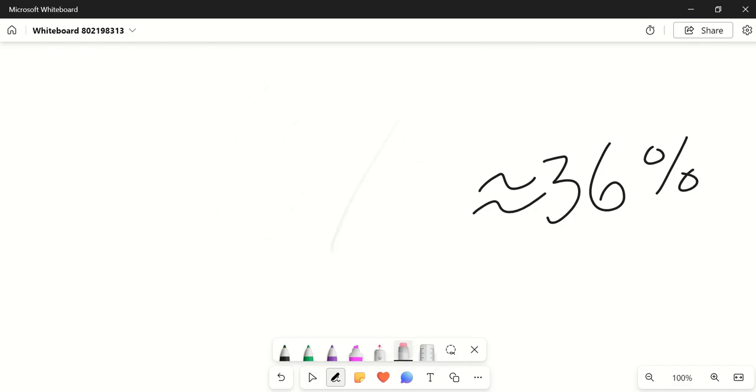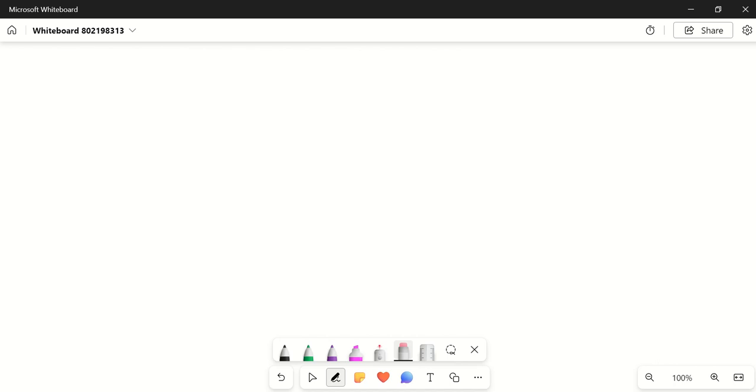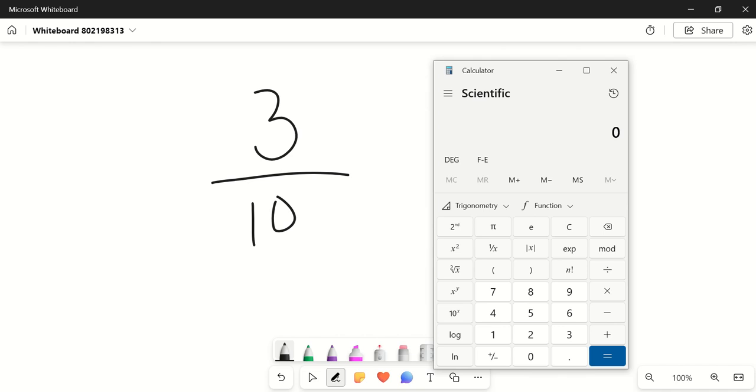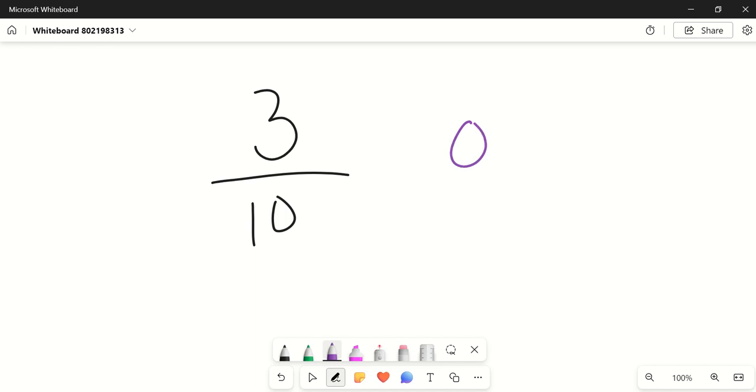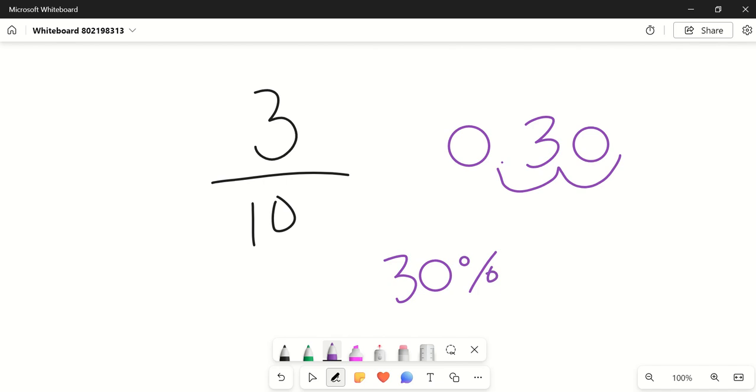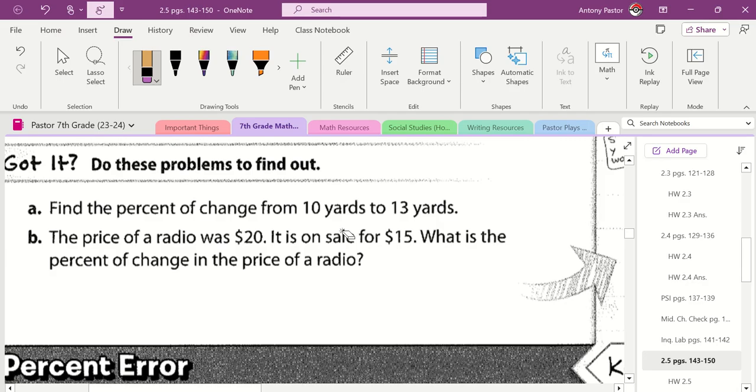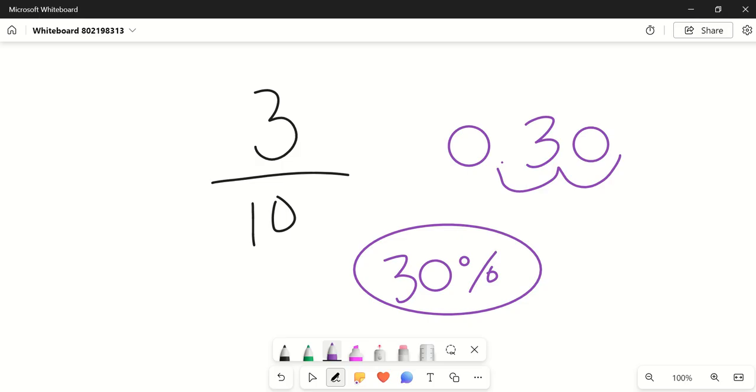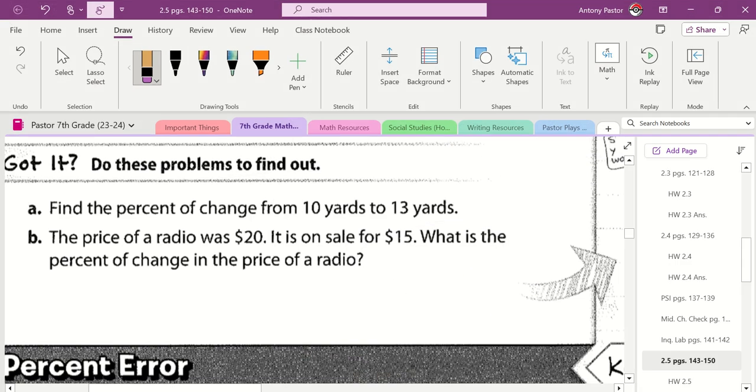So let me erase this. So again, we would do 13 minus 10, which would give me 3, over the original amount, which is 10. 3 divided by 10 will give me 0.3. 0.3, and I jump the decimal twice, so this is an increase of 30%. And you would write a sentence saying that from 10 to 13 yards is an increase of 30%.